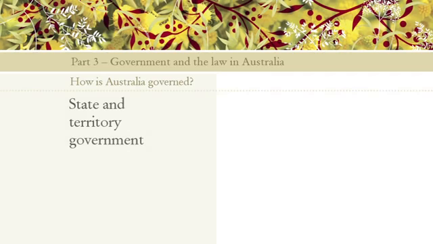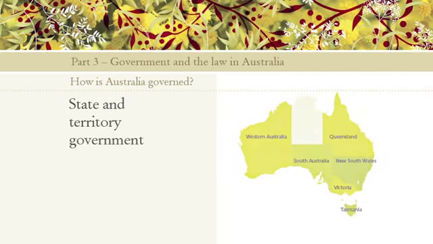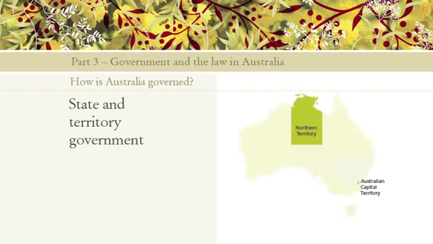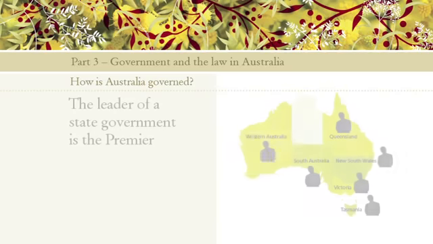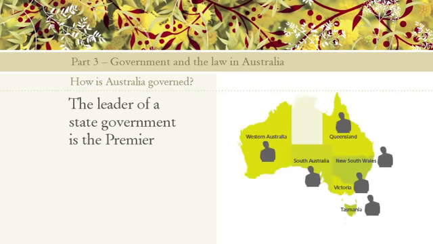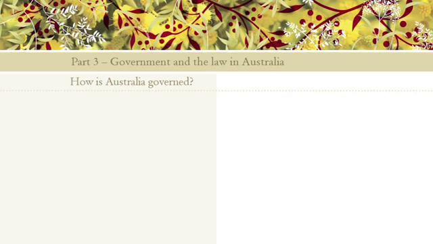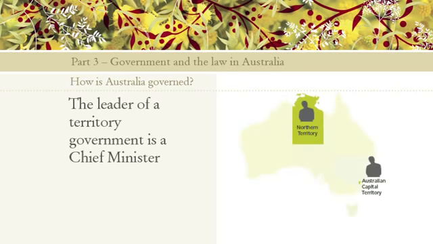State and territory government. The 6 states and 2 mainland territories are governed in a similar way to the Australian government. Each state has its own parliament, constitution, and its own governor to represent the Queen. The leader of a state government is the Premier. The leader of a territory government is the Chief Minister.